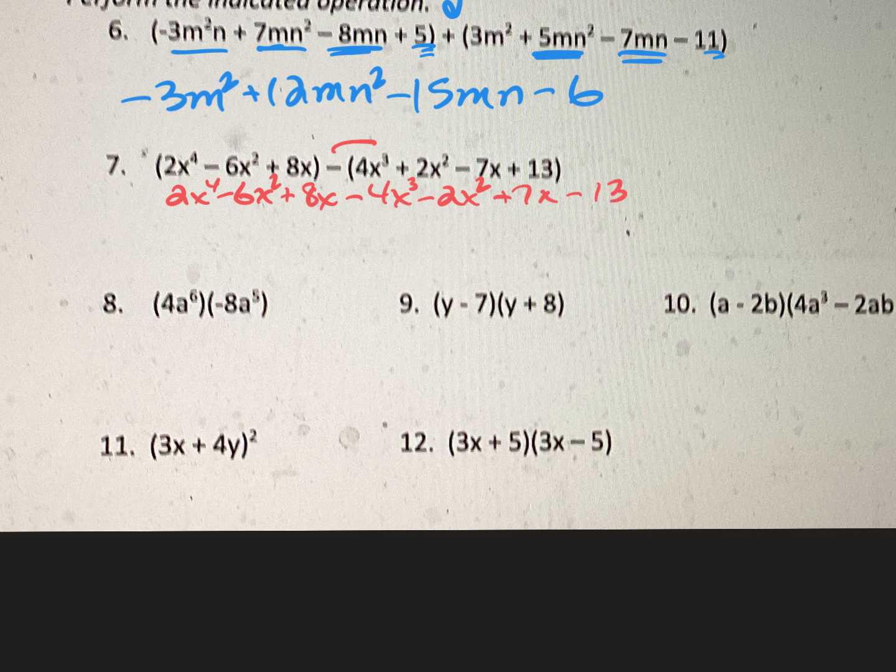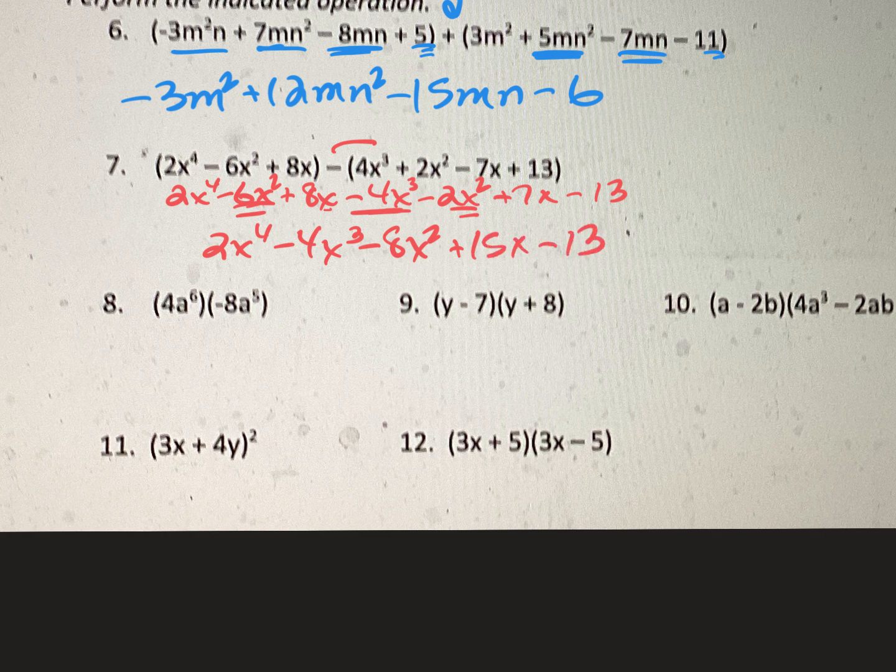Okay, so now I'm going to go biggest exponent first, which is the 4th. 2x to the 4th power. There's my cube right there, minus 4x cubed. I have an x squared and an x squared. That's going to be negative 8x squared. I've got an 8x and a 7x. That's 15x. And don't forget the minus 13.